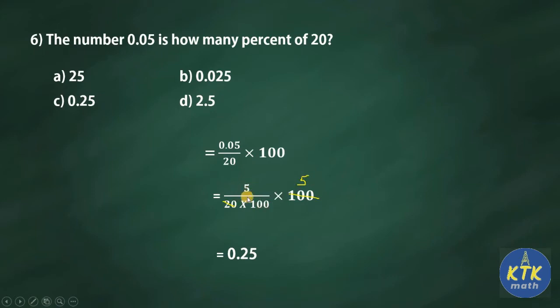You can do the cancellation by any method. Even if you cancel this 5 with 100, you will get 1 by 4, and that 1 by 4 is nothing but 0.25. So cancellation can be done by any method. Your final answer is 0.25. So here they are asking 0.05 is how many percent of 20, so I am writing 0.05 by 20 multiplied with 100. Remember, whenever we need to find the percentage of something, the fraction should be multiplied with 100. Now we'll move on to the next question.